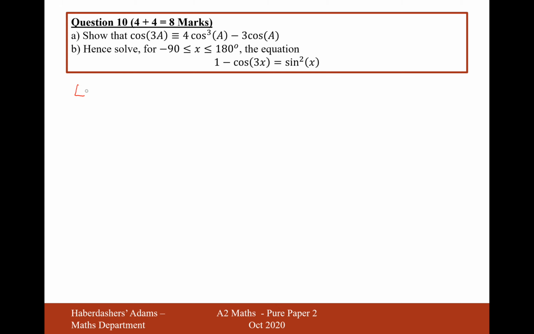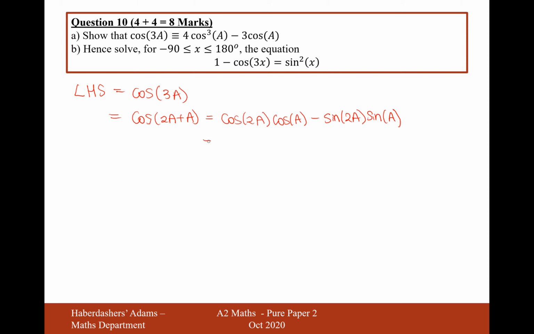Well, what we'll do here is start with the left hand side and write cos 3a as cos 2a plus a, and then use the angle addition formulae. Now the angle addition formulae looks like this: it's cos 2a cos a minus sine 2a sine a. That's in the formula booklet if you need to recall that formula. I've just effectively replaced a with 2a and b with a.